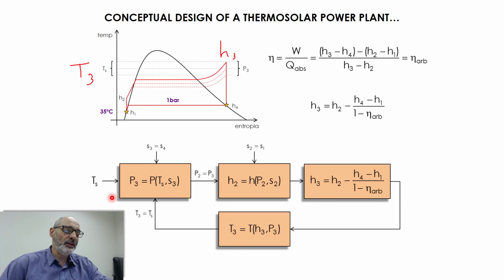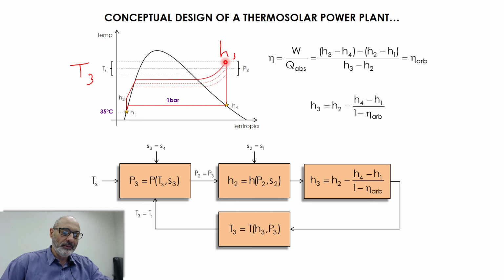So let's suppose that we know TS, an estimation of TS. If I know TS, that is T3 here. TS is equal to T3. If I know TS and I know the entropy S3, because it's equal to S4, then I have two coordinates of this thermodynamic state, so I'm able to calculate P3, the pressure at 3. I use some formula to calculate this, some model of my fluid.